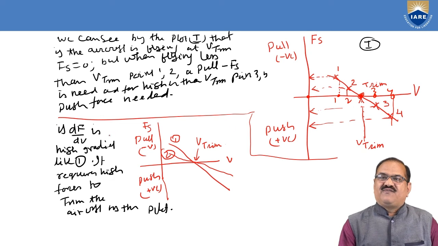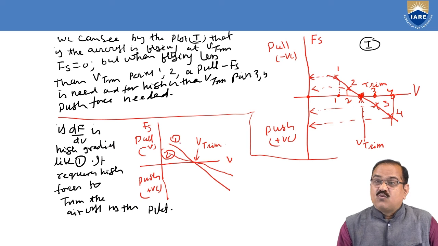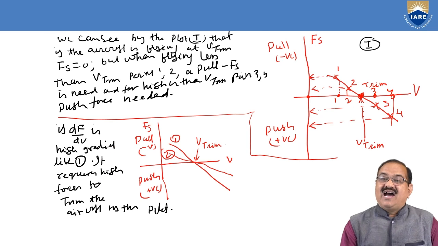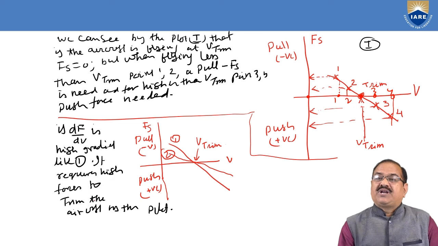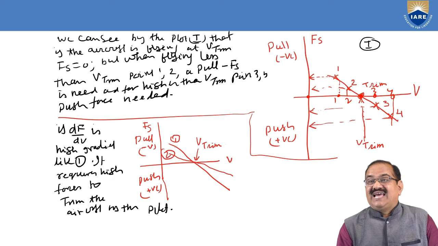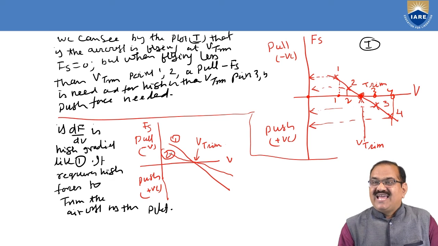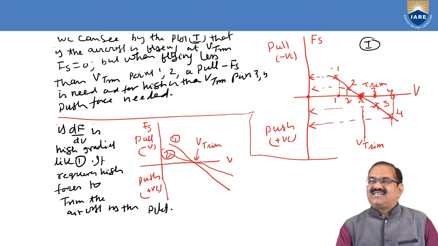So if dF/dV is a high gradient, like in this one, it requires high forces to trim the aircraft. If this gradient dF/dV is high, like here in plot 1, high forces are required. If it is like plot 2, lesser forces are required. So these are two very nice results we have got.